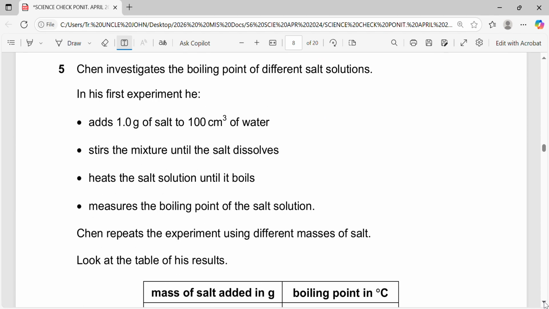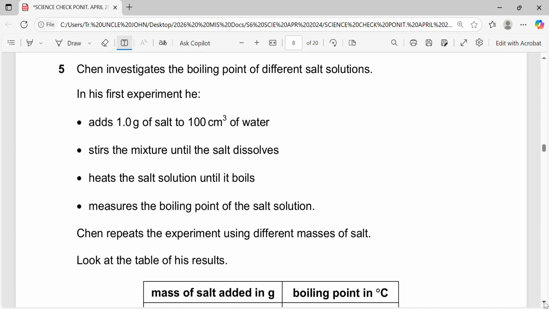Question 5. We can read it together. Chen investigates the boiling point of different salt solutions in his first experiment. He adds 1.0 gram of salt to 100 cubic centimeters of water. Stirs the mixture until the salt dissolves. Heats the salt solution until it boils. Measures the boiling point of the salt solution.